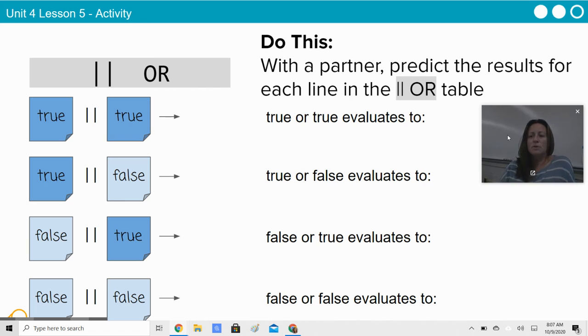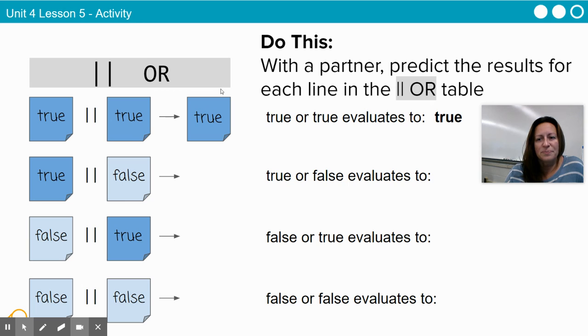What do you think the or table is going to evaluate to? If one of the values is true or the other one is true, how do you think the entire expression would turn out? True.